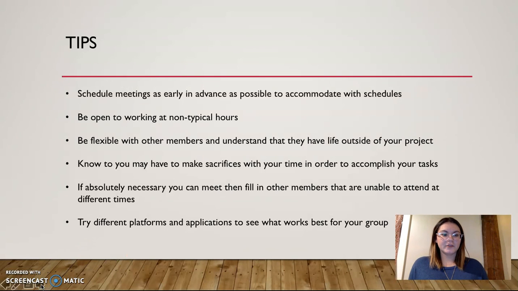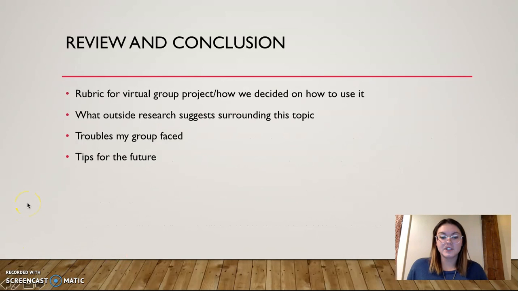So to conclude, just to sum up what we've talked about, we talked about the rubric that we used for the virtual group project and how we decided to use it based on what we thought was necessary and relevant for us and the applications that we were testing. Then I talked a little bit about what some outside research suggests surrounding this topic, the troubles that my group faced, mostly the whole concept of scheduling group meetings, and then some tips that I hope other people can take into future virtual group work, and I definitely will be.